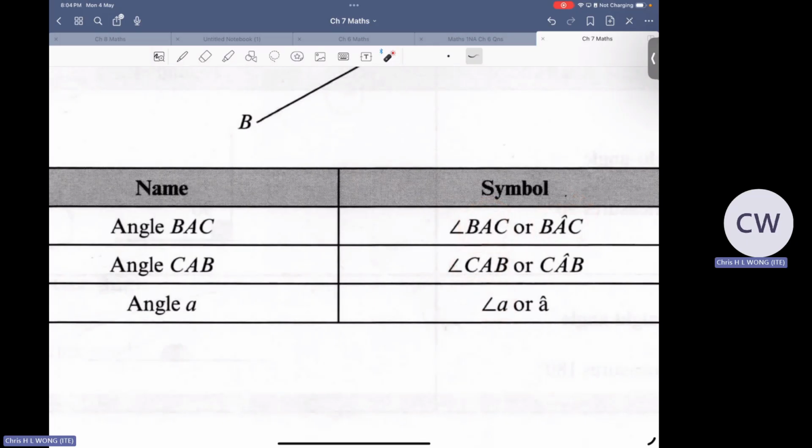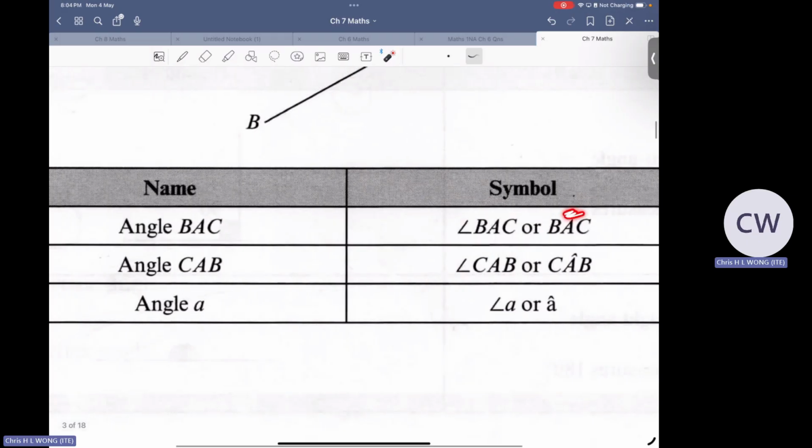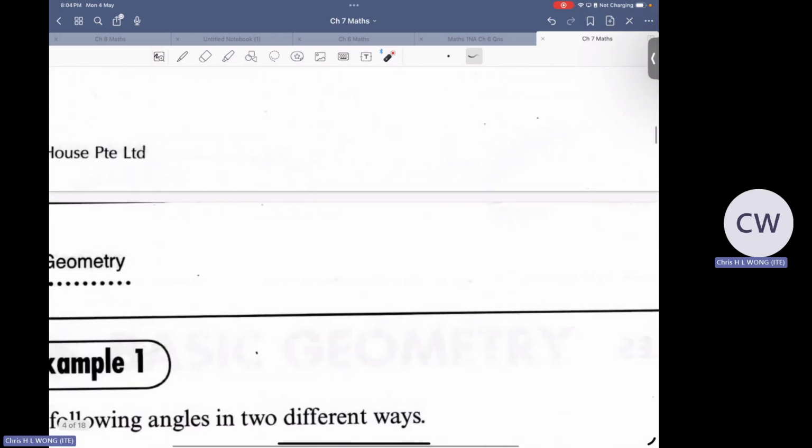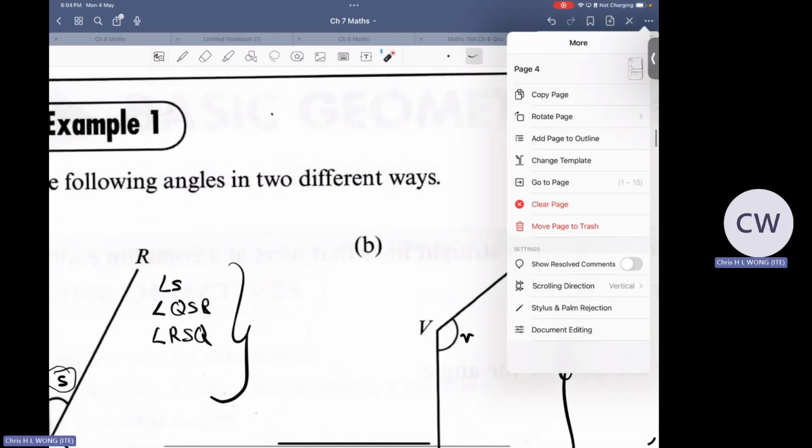Okay, you can see that they put this sign here. No need, actually no need. You can take away the sign. No need. Very troublesome. No need. Move on. Close this away.